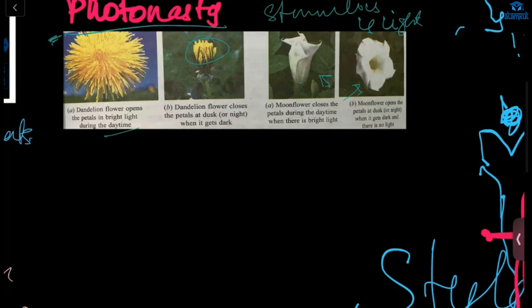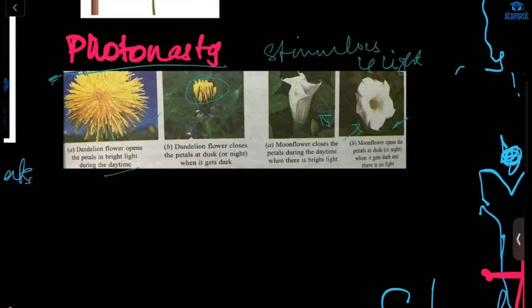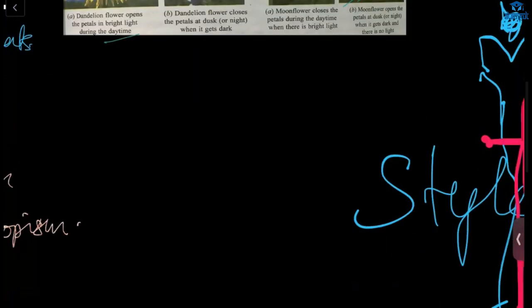So, I was talking about the nastic movements. These are non-directional movements. One example is photonastic movement. Here the stimulus is light, and the movement is non-directional. In the case of the sunflower, it opens when it is bright light, that is during the daytime, and it closes at nighttime, this bud. And in case of the moonflower, it opens during the nighttime and closes during the daytime. Okay. And the last one is the nastic movement when you touch the touch-me-not plant. Its leaves close.